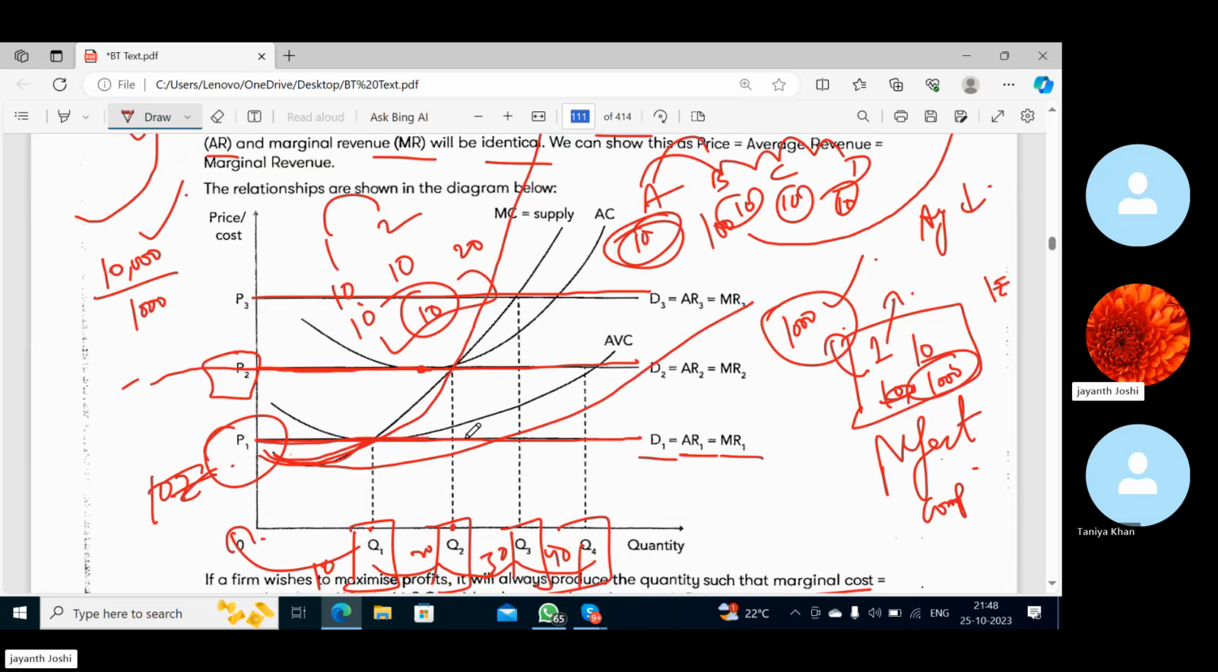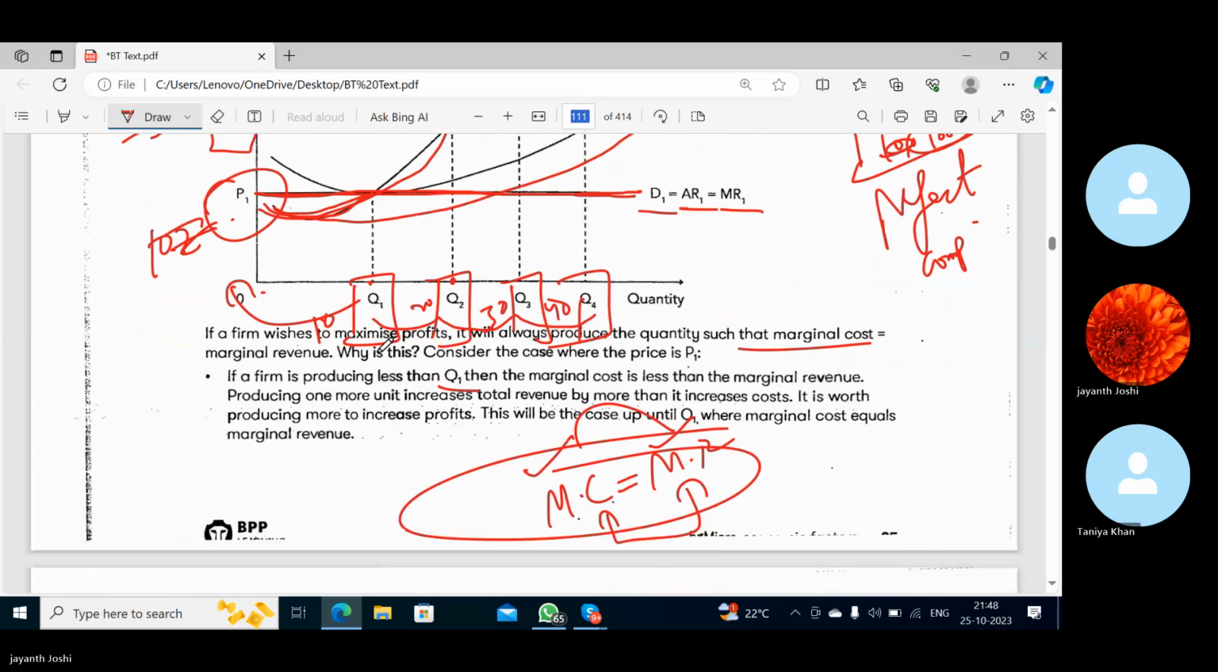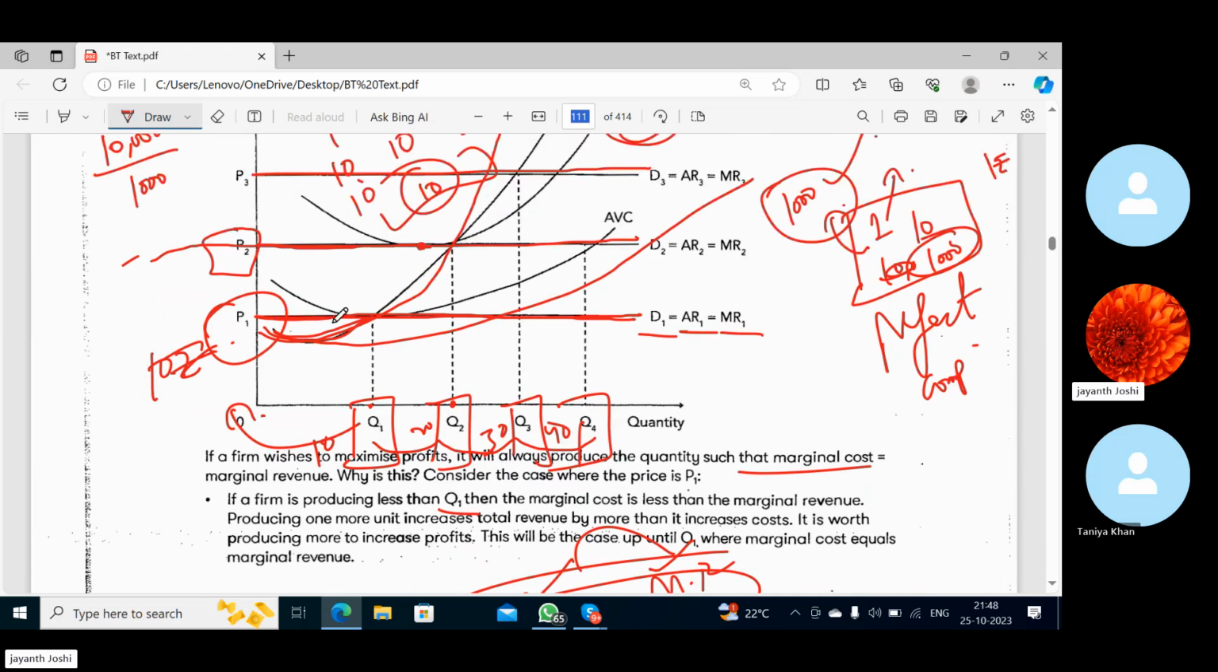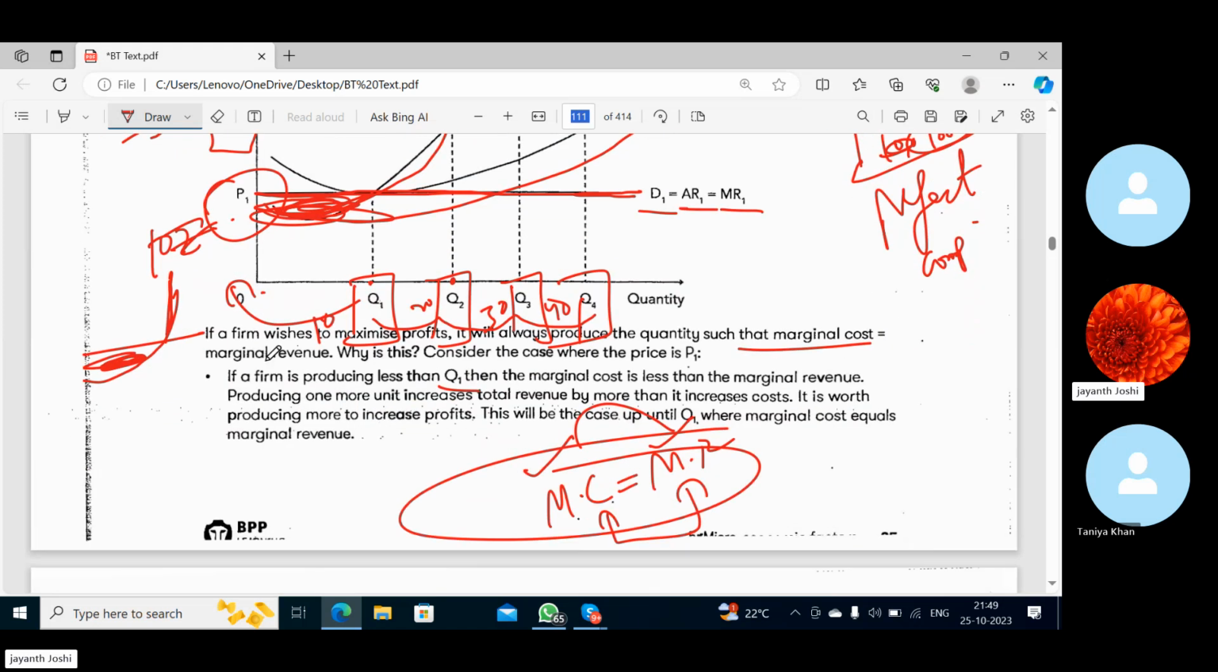This is the revenue curve, marginal revenue. These are cost curves, but this is marginal revenue. If a firm is producing less than Q1, then marginal cost is less than marginal revenue. If the cost is less, you can make profits, because the revenue is more and the cost is less. But beyond this, it becomes tough to make profit. That's the same thing they're saying. Producing one more unit increases total revenue by more than it increases cost. It is worth producing more to increase profit.